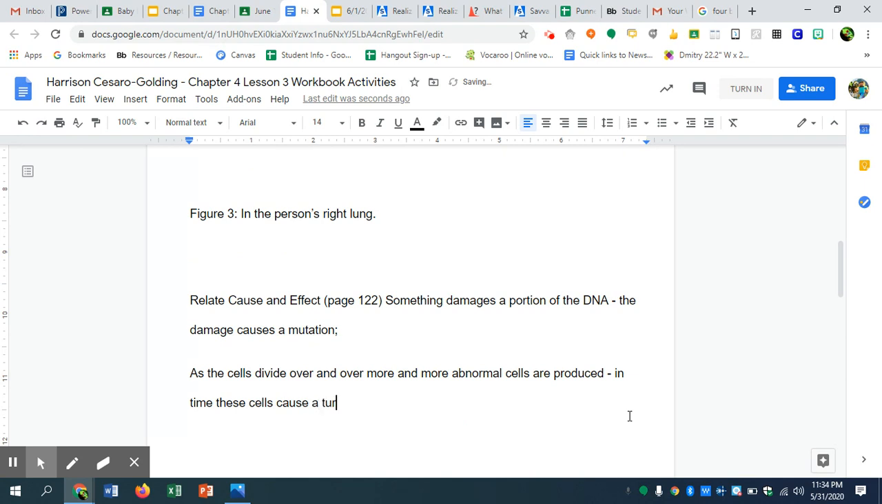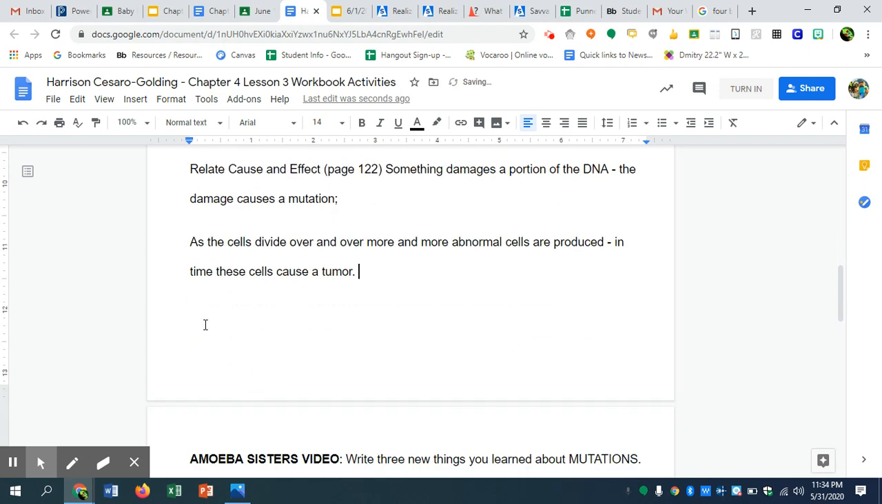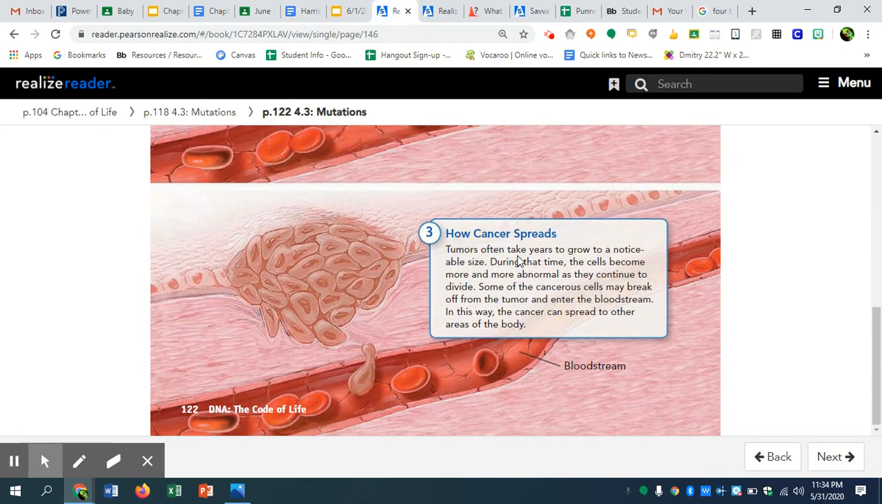All right. So last paragraph for this is step 3, how cancer spreads. So you can see right here, when it gets into your bloodstream, that's bad. Tumors often take years to grow to a noticeable size. During that time, the cells become more and more abnormal as they continue to divide. Some of the cancerous cells may break off from the tumor and enter the bloodstream. In this way, the cancer can spread to other areas of the body.